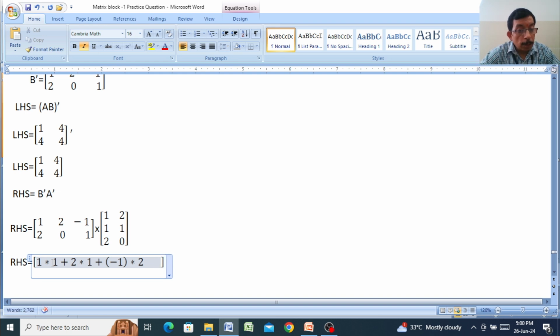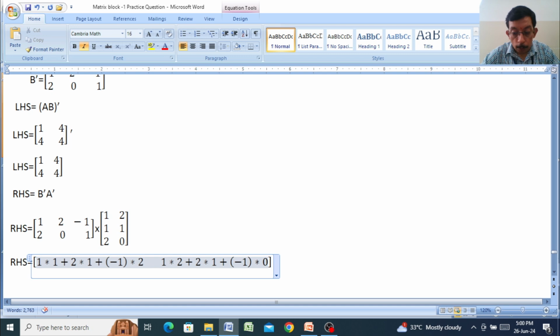The first element is 1 multiplied by the corresponding element 2, 1 multiplied by 2, then plus the second element 2, the corresponding element 1, 2 multiplied by 1, then plus the third element, minus 1, and the corresponding element is 0, so minus 1 multiplied by 0. First row, no more columns, so the first row multiplication is complete.